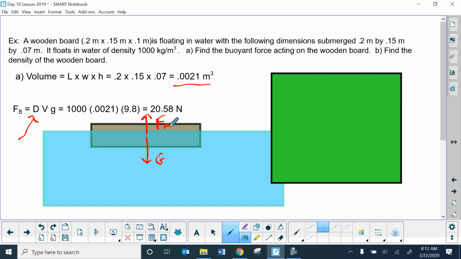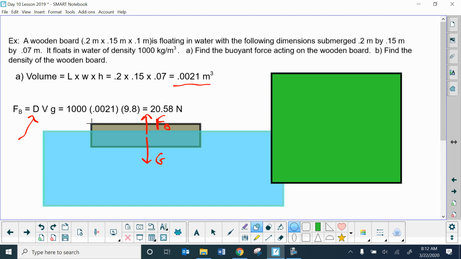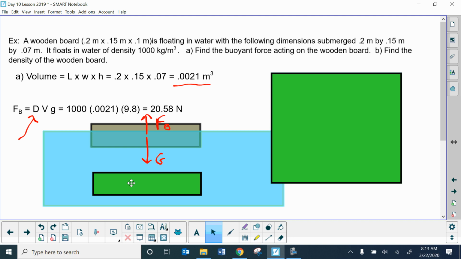What would happen if I submerged this whole board? If you imagine that's my rectangle, and I took it and I pushed it underneath the water. In order to get it to sink underneath the water, I'd have to actually push it down. And if I let go, if I took my hand off of this and stopped holding it down, what would happen to this board? It would naturally float upward because the buoyant force is bigger than that gravity force.